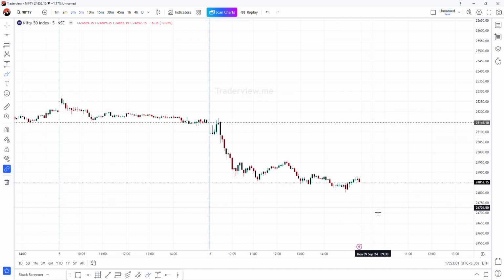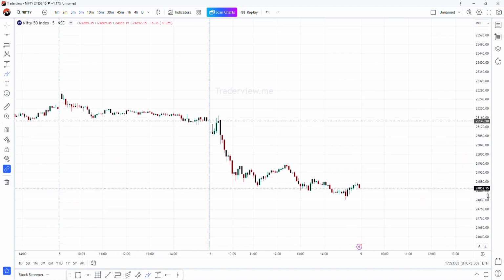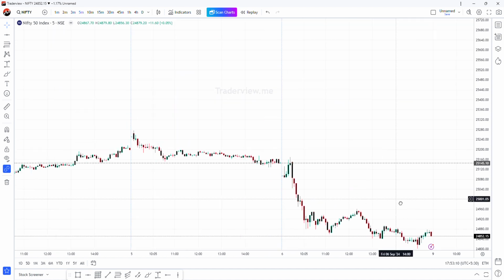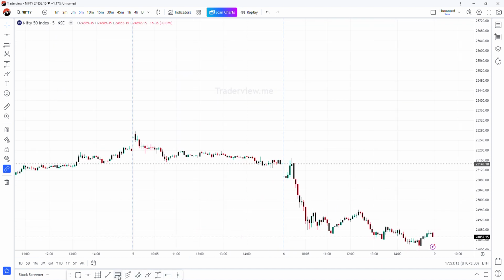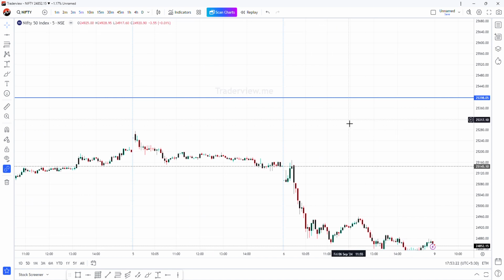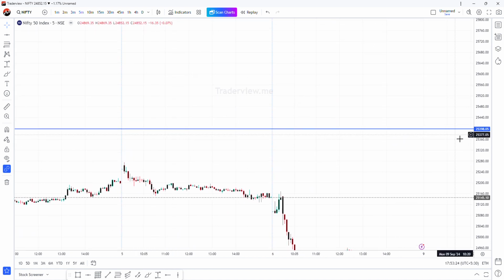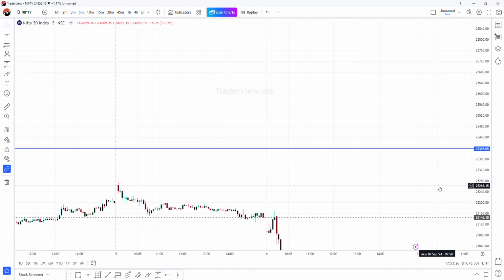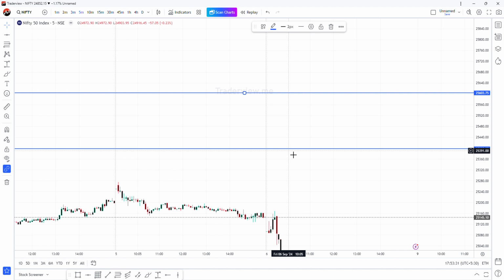Now, let us assume for yesterday, that is 5th of September, it opened at 25,400. This is the opening of Nifty yesterday, 25,400, and it closed at 25,600. I am just giving you the price action here.